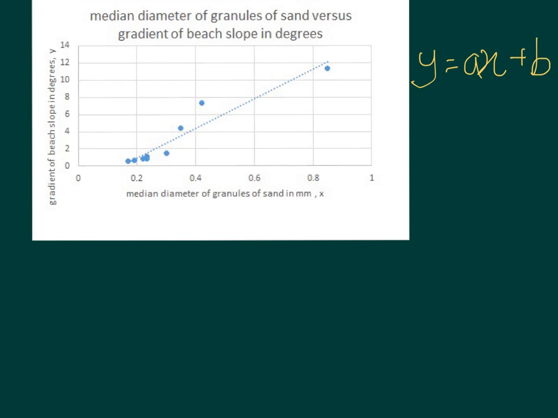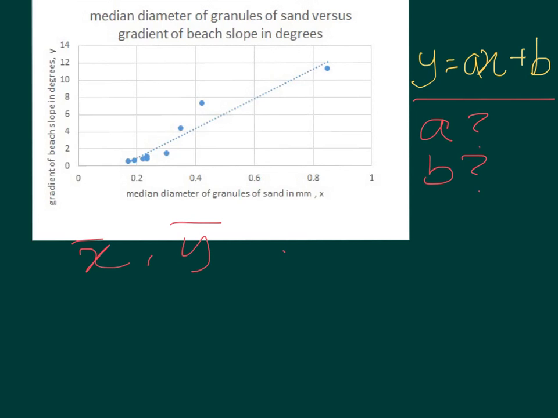The equation of a linear line is this: y equal to ax plus b. So our task is to find out what is a and what is b. That is the slope and the y-intercept. The line of best fit must pass through x bar, y bar. That is the mean of the x and the mean of the y.